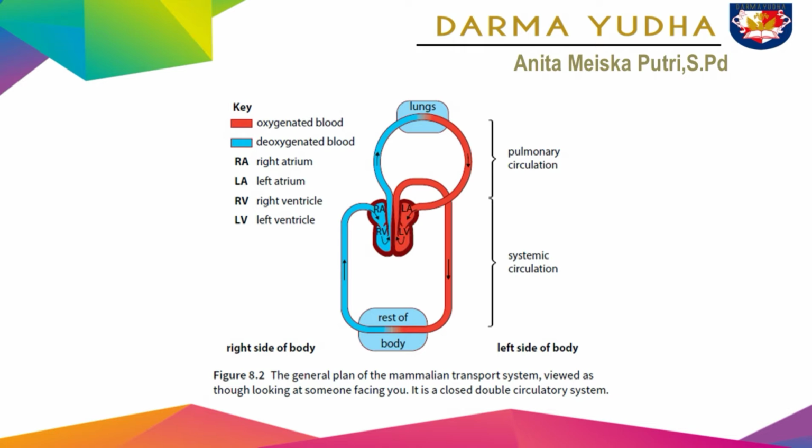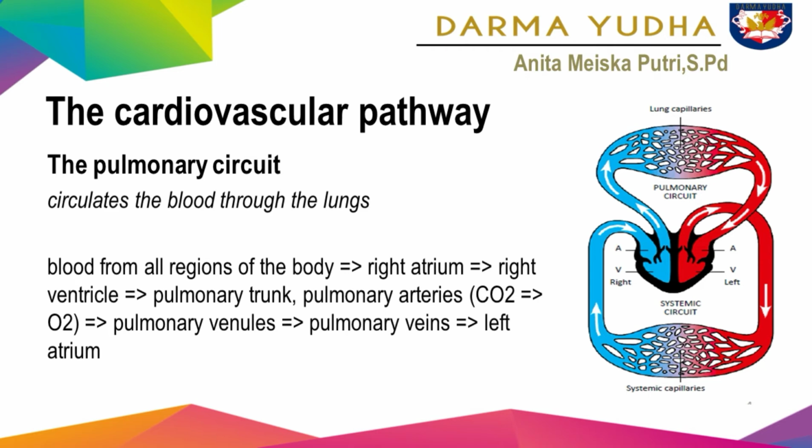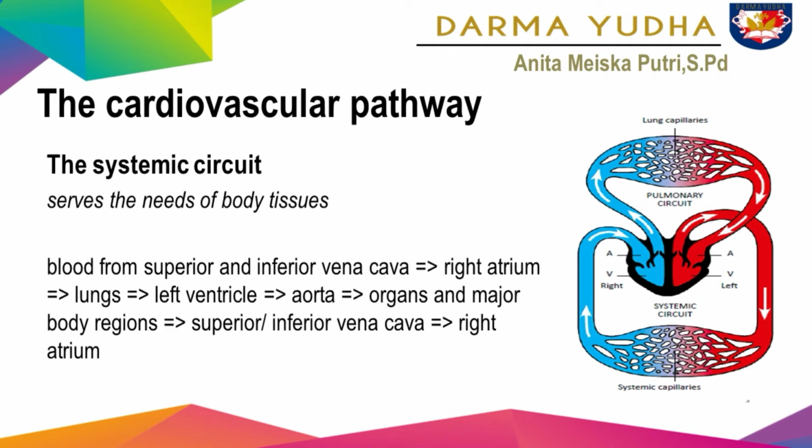And you need to know that the red color of the blood vessels shows you the oxygenated blood, while the blue color in the blood vessels shows you the deoxygenated blood. And in the cardiovascular pathway, there are two types of circulation. First is the pulmonary circuit and also the systemic circuit. And the thing that you have to remember is the pathway of each circuit, such as the pathway of the pulmonary circuit and also the pathway of the systemic circuit.